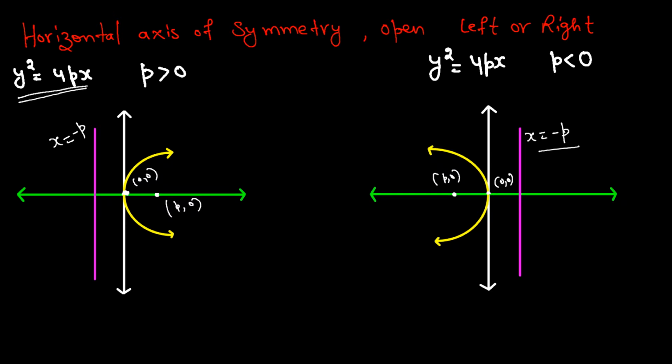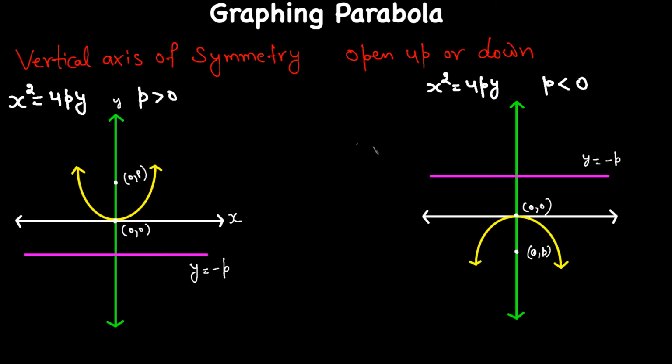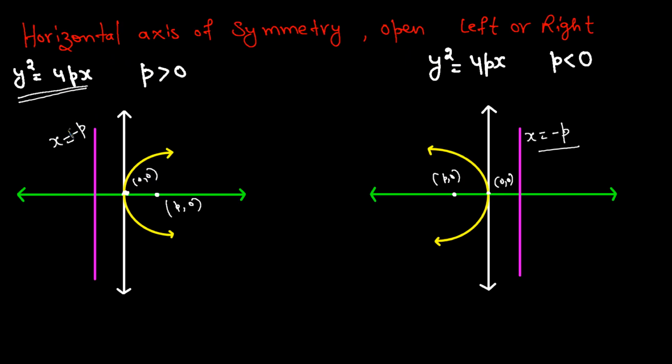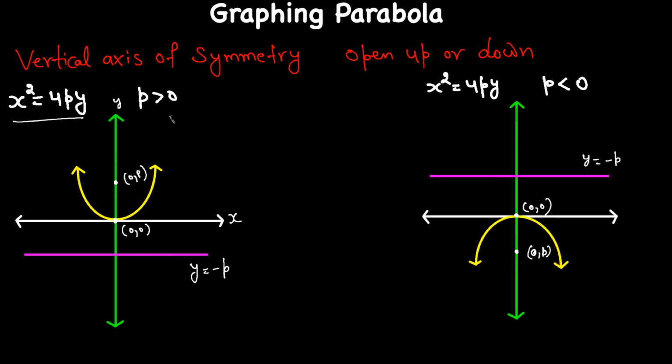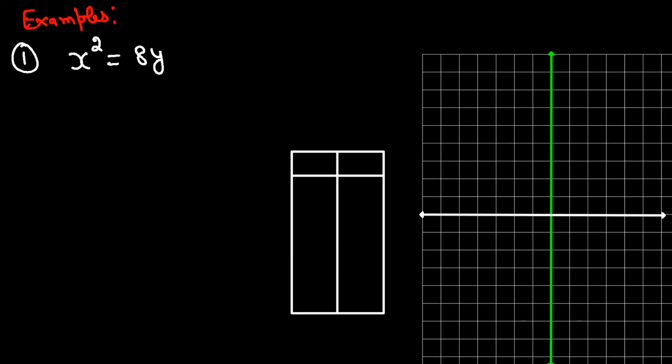So those are 4 cases, I will say, but 2 equations. One is x squared is equal to 4py, the other is y squared is equal to 4px, and each has 2 cases, when p is greater than 0 and when p is less than 0. So let's go over a couple of examples of how to graph them.